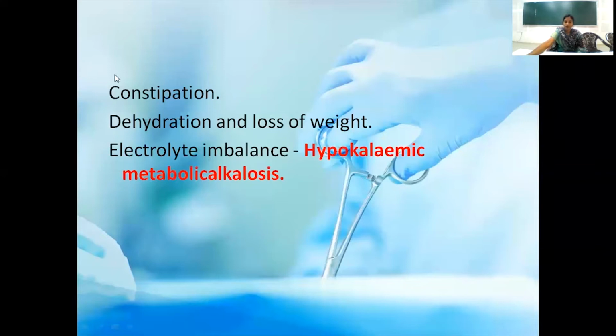Other features like constipation. Because of repeated vomiting, the newborn will be dehydrated and there will be loss of weight. The common electrolyte imbalance we see in this clinical pathology is hypokalemic metabolic alkalosis. Due to the repeated vomiting, the HCl is lost, resulting in metabolic alkalosis.